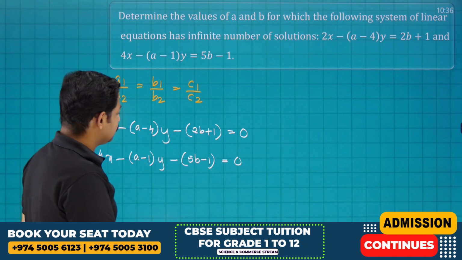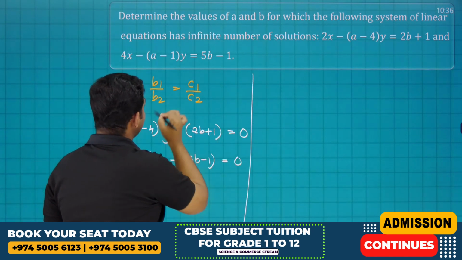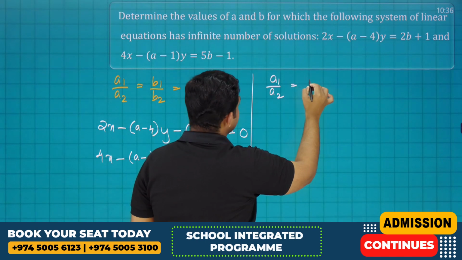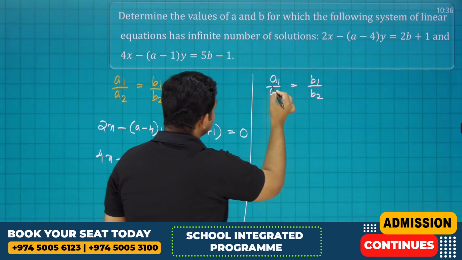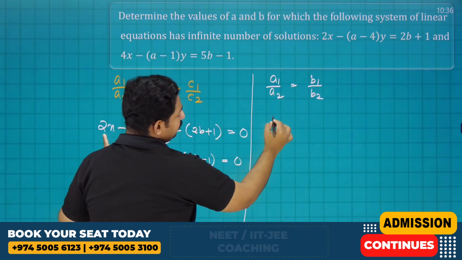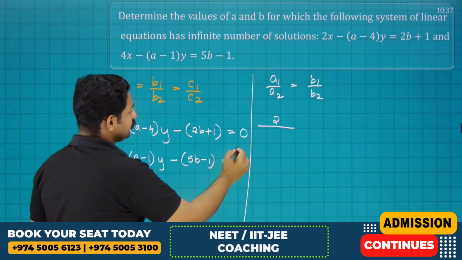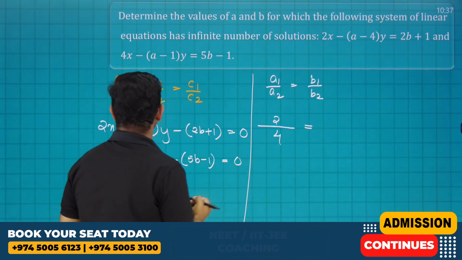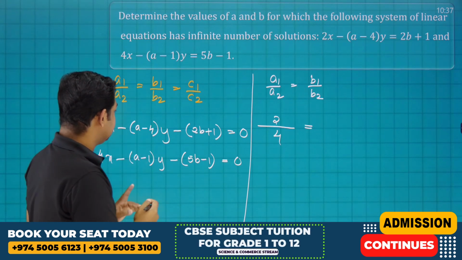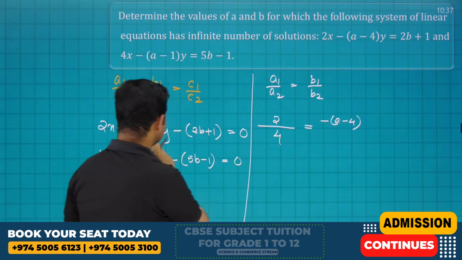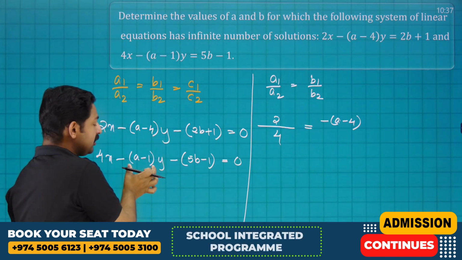Okay, so when you are equating, first of all I am equating a1 by a2 is equal to b1 by b2. So a1, what is a1? a1 is the coefficient of x in the first equation, that is 2, by a2 means it is 4, so 2 by 4 is equal to, here the next one is minus of (a minus 4), b1 is minus of (a minus 4), you can see, and what is b2?